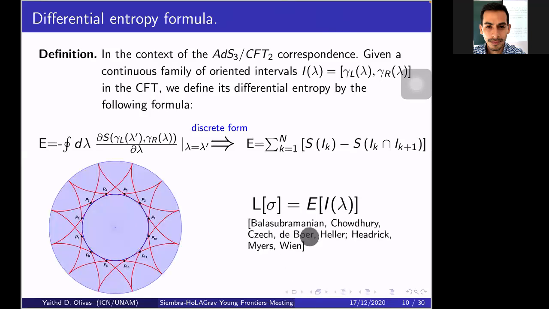What was found by these people is that essentially the differential entropy is computing the length of a curve described by this family of geodesics related to these intervals in the bulk. So essentially what this formula is doing is taking pieces of these geodesics in order to reconstruct this curve in the bulk.